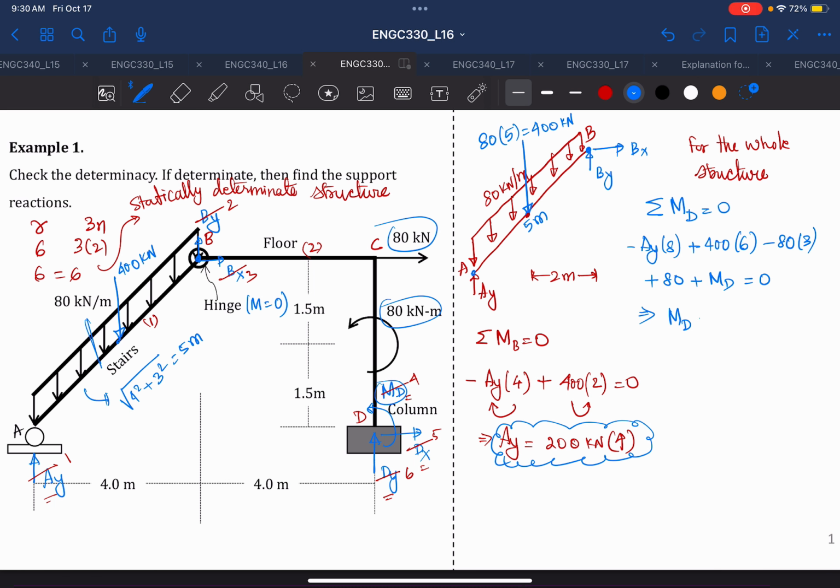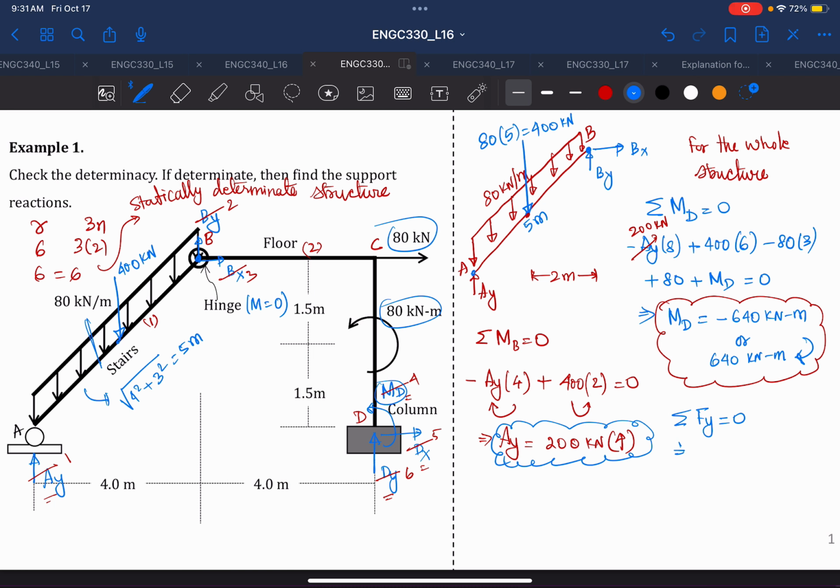And you'll see that MD, if you put all the value for AY we already found, which is 200 kilonewton, you'll find that your MD is equal to minus 640 kilonewton meter, or we say 640 kilonewton meter, and our direction now will be clockwise, because we assumed that it is counterclockwise, but because we get negative, our direction should be opposite. So that is how we find MD.